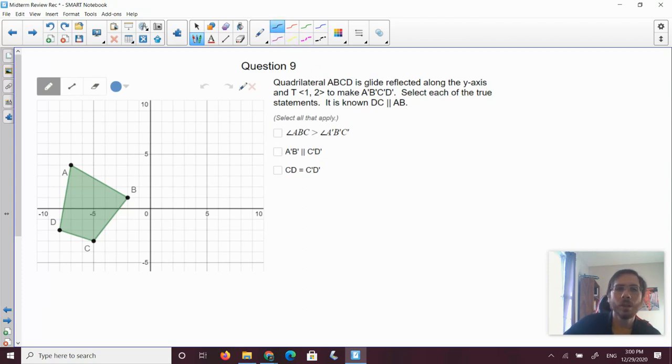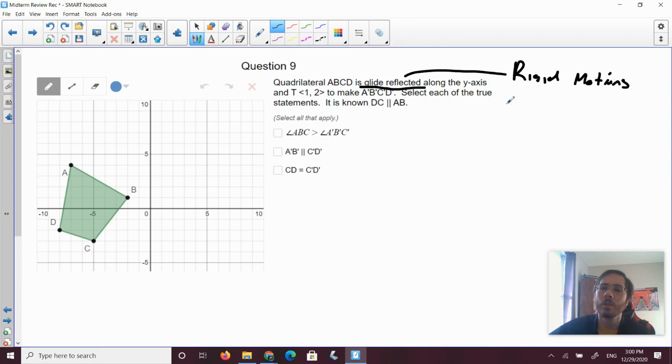One thing we could do is glide reflect the whole thing, but we also know that a glide reflection is a rigid motion. That's one of our 4 rigid motions. And for our definitions for rigid motions, we have to have all the angles stay the same, and all the sides also have to be congruent. So remember, the shape doesn't change and the size doesn't change. That's always true for rigid motions. You can think of them like translation, you don't change the size or the shape. Same deal with the glide reflection.